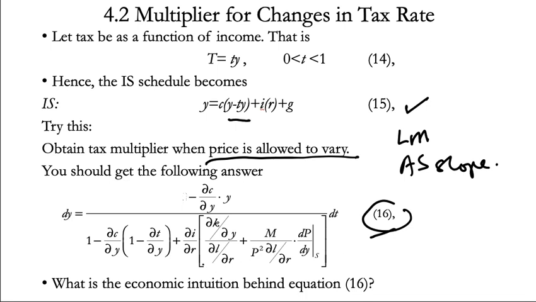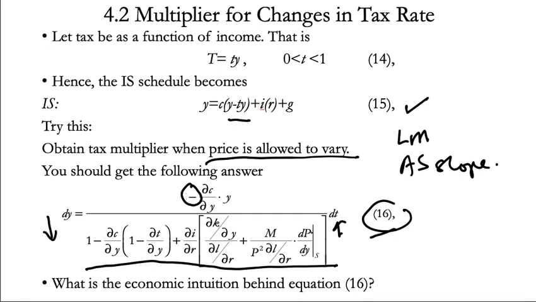Now, look at 16. On the numerator, we have a minus sign. On the denominator, we have this term. All of these terms, when we figure out the sign, have to be positive. Therefore, minus on the numerator, plus on the denominator, then the whole thing becomes minus. So what does it mean here? If there is an increase in tax rate, income will decrease.